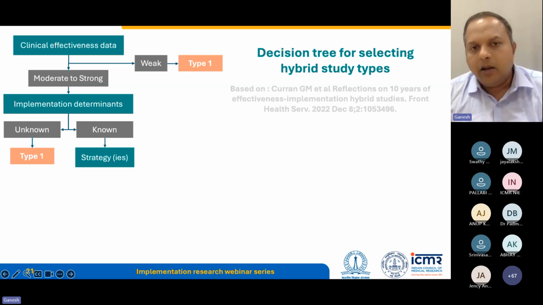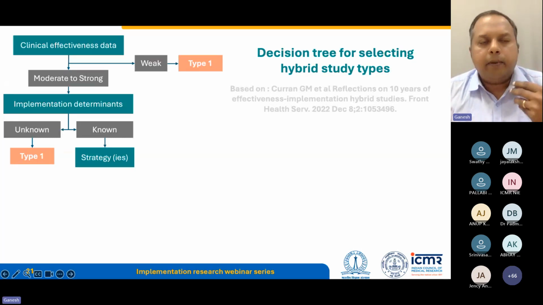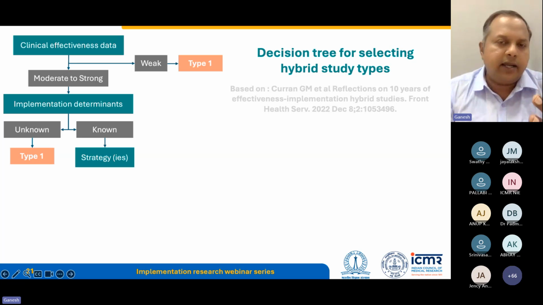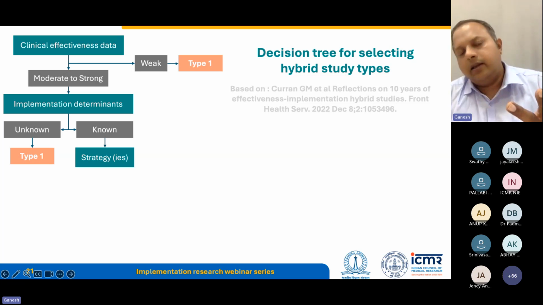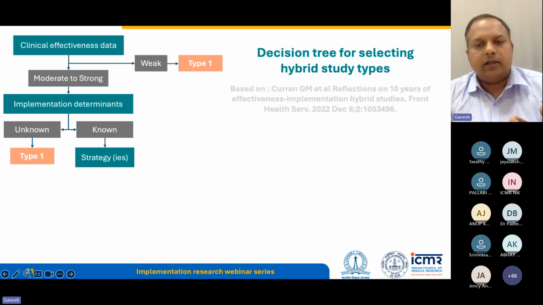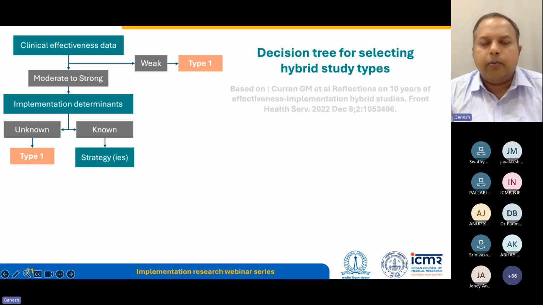To give an example, do we know how to make medication adherence better? Assume there is already a published article with clinical effectiveness data that amlodipine is a cheaper drug as well as an effective drug. And second, we have a clear-cut understanding of what actually influences medication adherence, which is the availability of the drug. That is the implementation determinant: a regular availability of that drug. And the strategy is doorstep delivery of the drug.